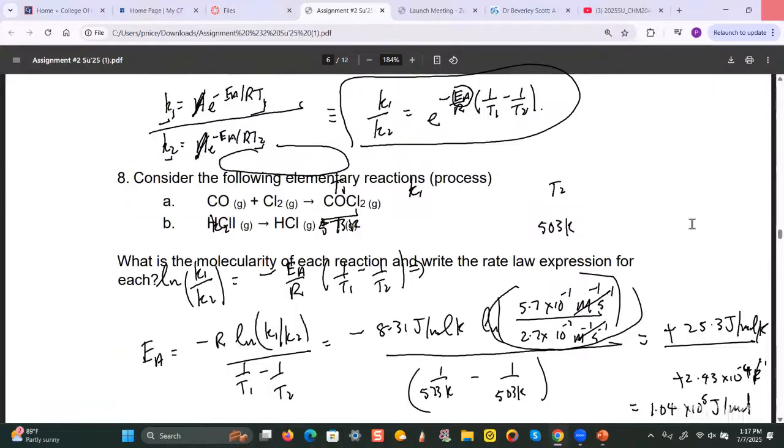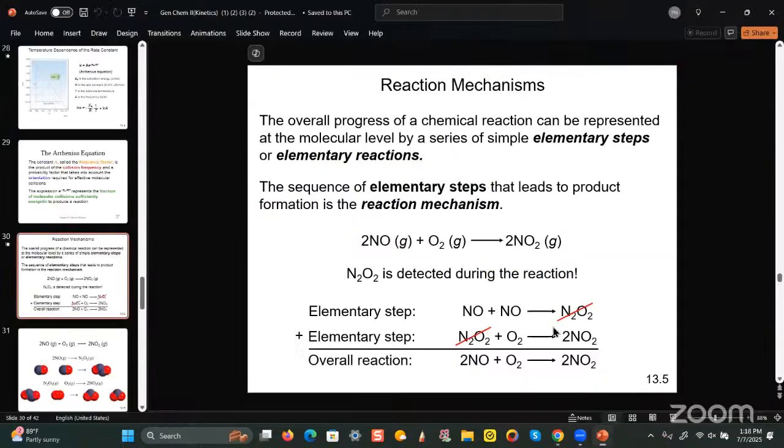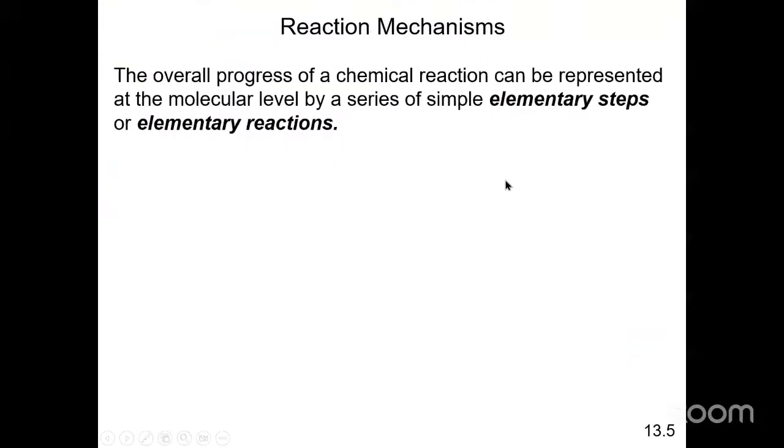Okay, so let me go ahead and clear this. And let me go back to the PowerPoint. So now we're going to talk about, again, something that will become important for those of you who have to do organic chemistry. So this will form the basis of mechanisms that you'll discuss in organic chemistry. Again, for those of you who have to do organic chemistry, right?